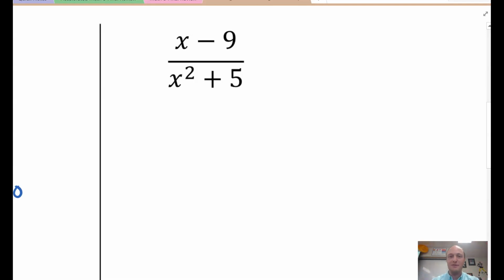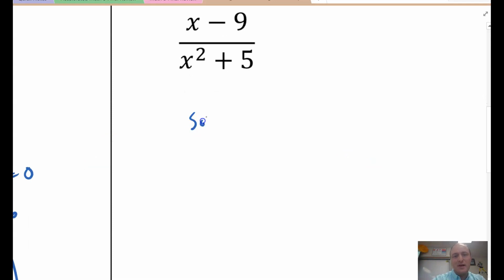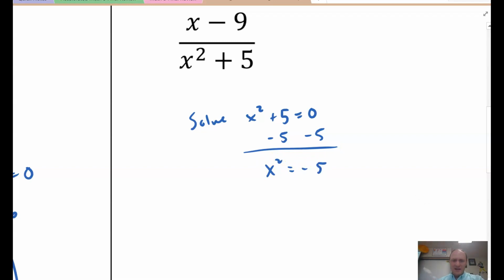All right, and then last but not least, this third example. 3, right? 3 for third. This one's weird. I'm going to solve x squared plus 5. When does this equal 0? Let's investigate. I'll subtract 5 on each side, giving us x squared equals negative 5.